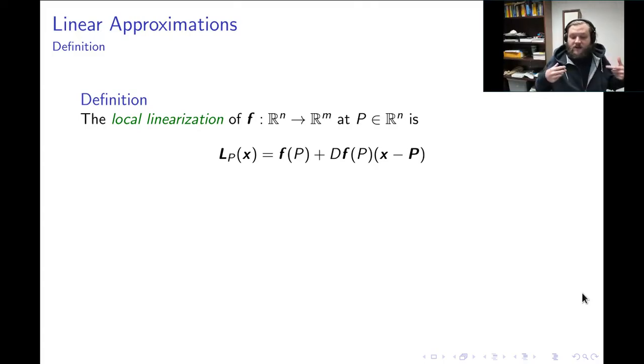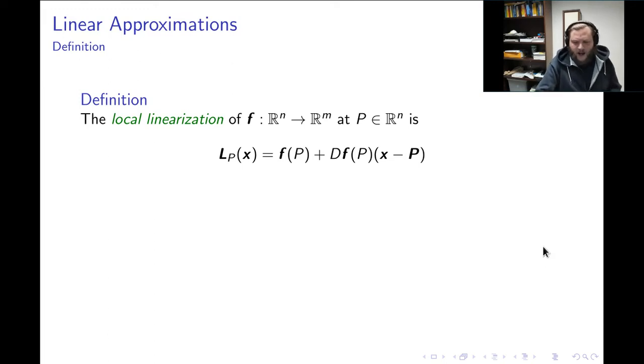So now that we know how to take the derivative of a function from Rn to Rm, that is, to take the Jacobian derivative, which is an m by n matrix, let's talk about how we can actually use that object. And unsurprisingly, if we think about Calc 1, one of the main interests is linear approximations. That's what we use the derivative for often.